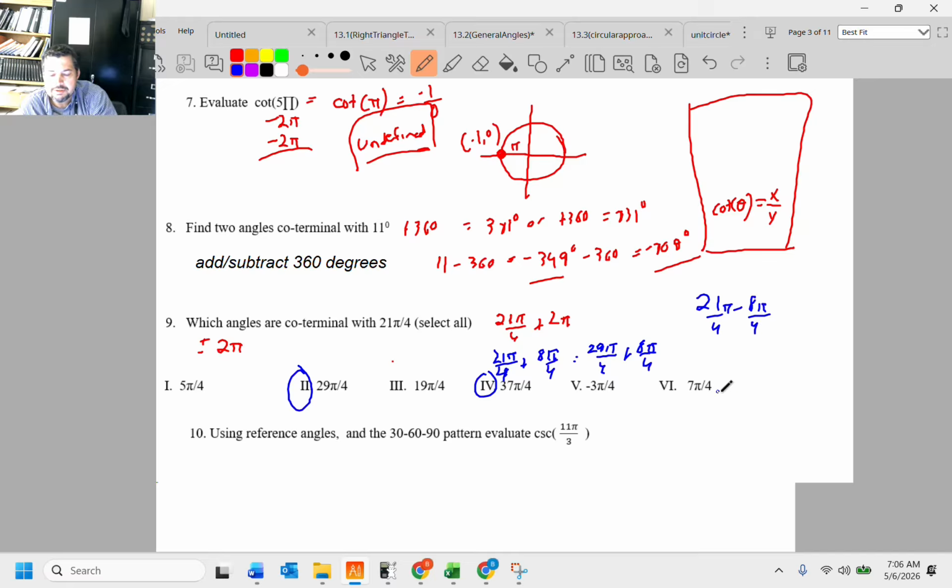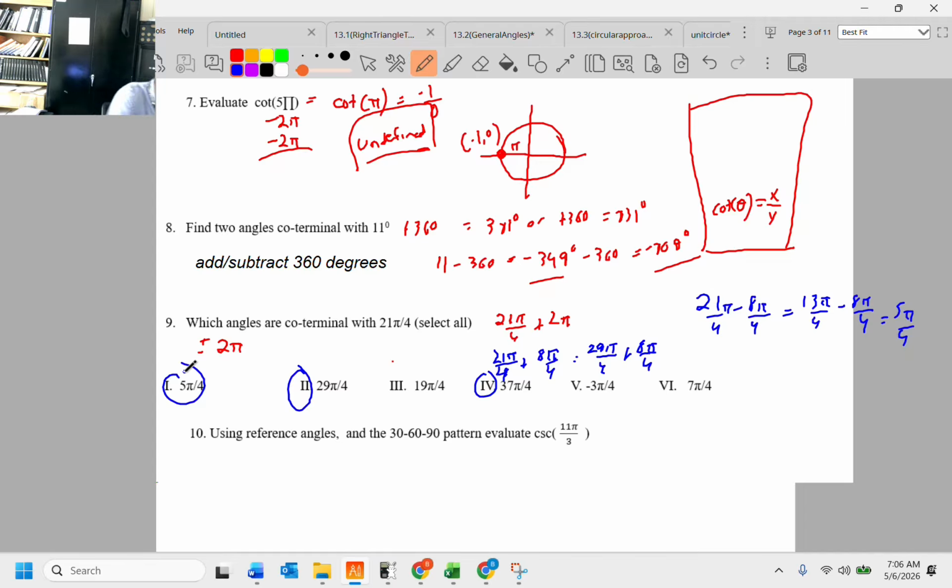21 minus 8 is 13, which isn't showing up, right? I don't see it. So let's take it away again. And 13 minus 8, I feel like that's 5. And by golly gee, wow, it is. And those are your answer choices.